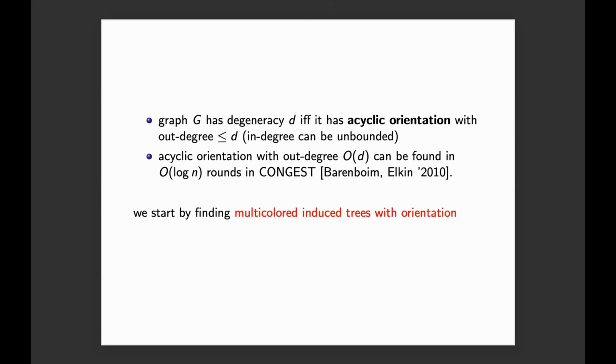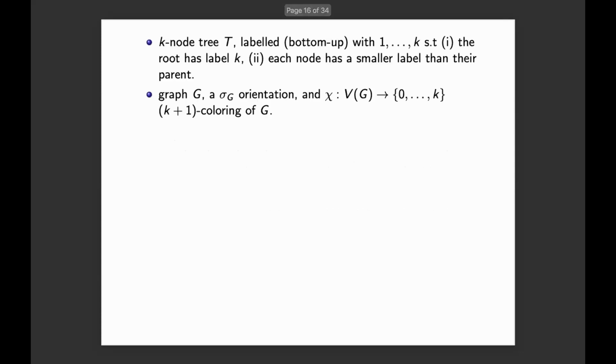Let us start by finding the multicolored version of induced k-tree, since using the multicolored version usually makes things easier in reductions. Suppose we have a tree T on k nodes labeled in bottom-up manner with k labels, such that the root has label k and each child has a smaller label than its parent. Also suppose we have a graph G, an orientation of G, and a (k+1)-coloring of G.